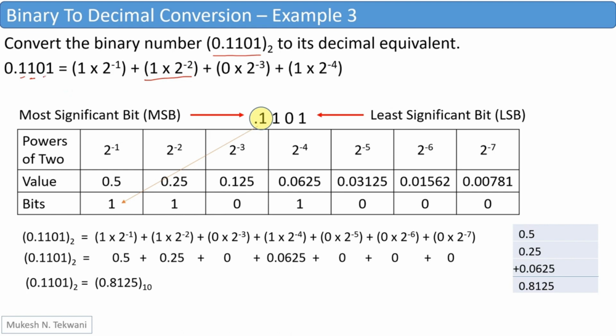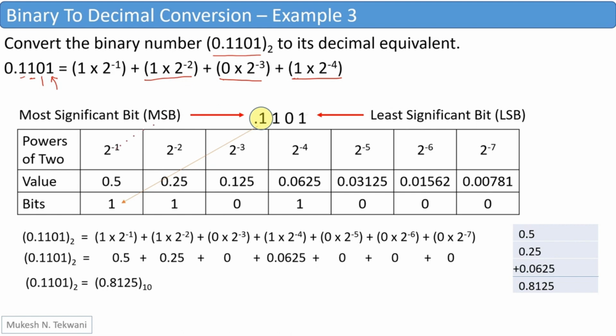The next bit we have here is 0, so this will become 0 into 2 raised to minus 3. The next bit that we have here is a 1, so we have 1 into 2 raised to the power minus 4. This example is dealing with the fractional values of a binary number. We can observe that in 0.1101, the first bit 1 here becomes the most significant bit, whereas the bit 1 here is the least significant bit.